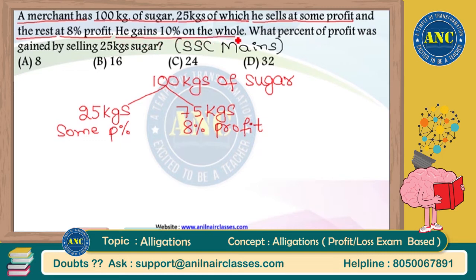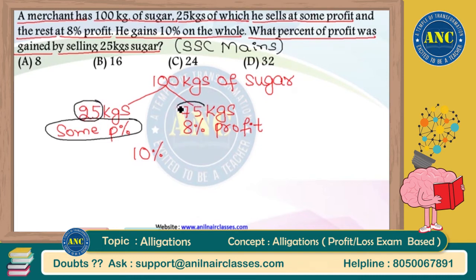He gains 10% on the whole. The overall profit percentage what he is gaining is 10%. What profit percentage was made or gained by selling 25 kgs of sugar? That means this value of sum is what we need to find. Now see here, first quantity is 25, second quantity is 75. Ratio in which the two quantities are mixed is 25 by 75, which is 1:3, and this sum percentage is what we need to find. That I don't know the value, that is what I am finding.